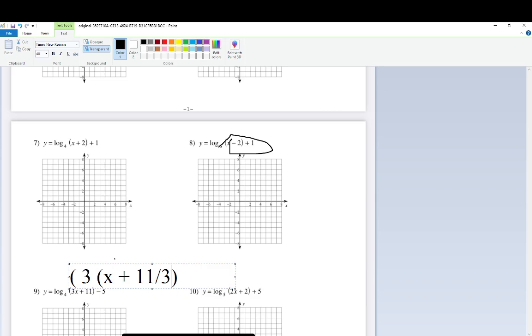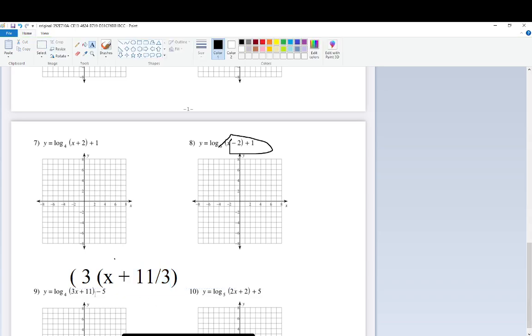So I would have to multiply all my x values by 3. Oh, sorry, x is... I would divide, that's actually going to be a third. I would multiply everything by a third, or divide by 3, not multiply. And then shift, and then subtract 11 over 3 from all my x values. And I would plot my main points. And the y transformation is down 5.